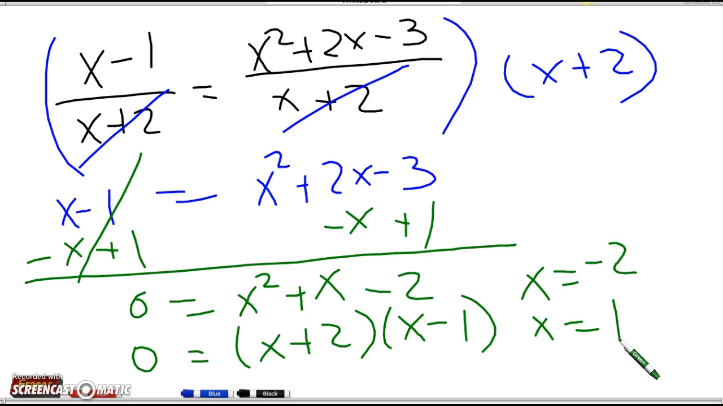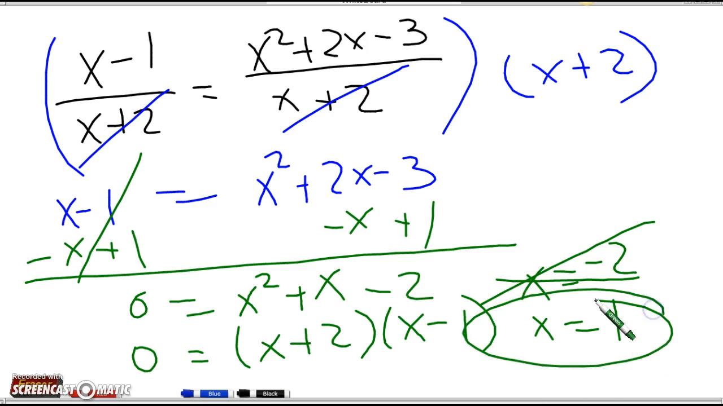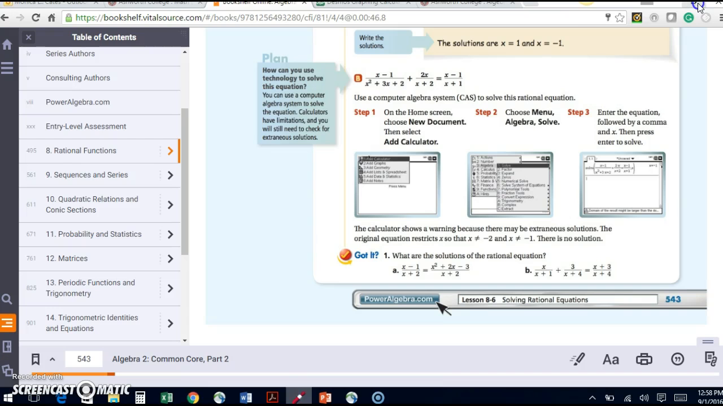However, when I look at my denominator, the values that it can't be, x cannot be negative 2. So that's not one of my solutions. So my only solution is x equals 1. Okay? Let's go to the next one.